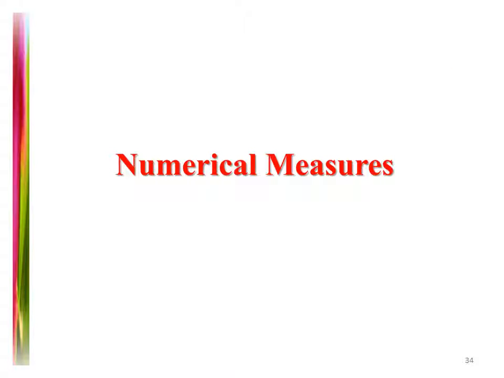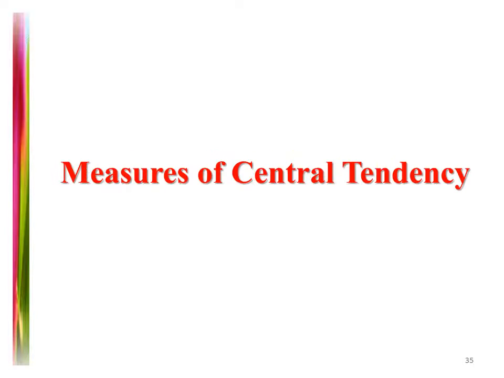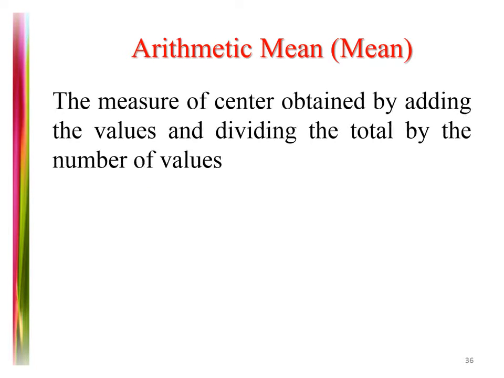Okay, next, numerical measures. In this case, mainly we have three numerical measures. First, measures of central tendency, then measures of variation or dispersion. First, measures of central tendency. We have three important measures of central tendency: mean, mode, and median. First we are going to discuss the mean calculation.